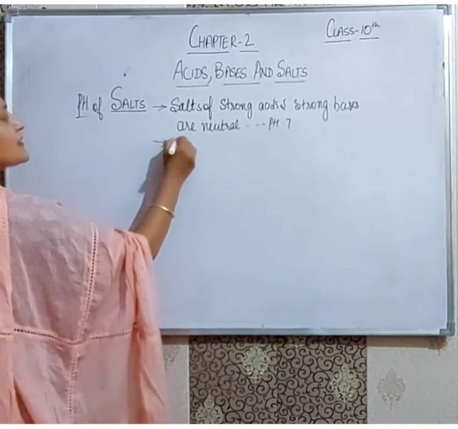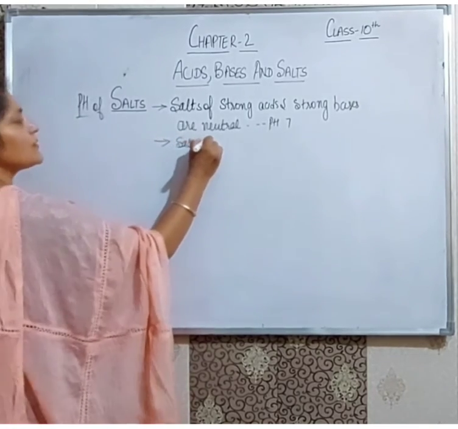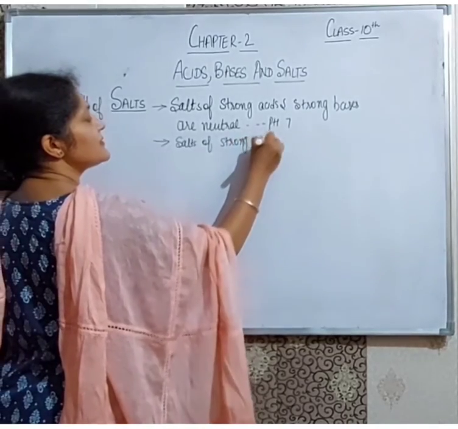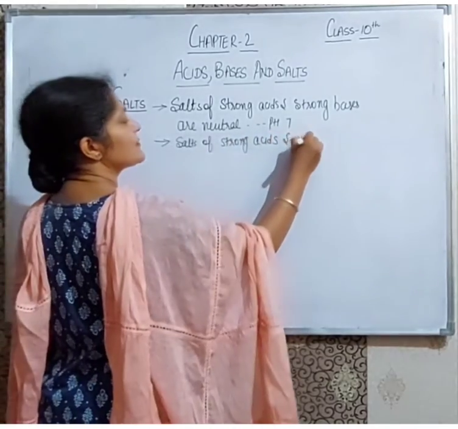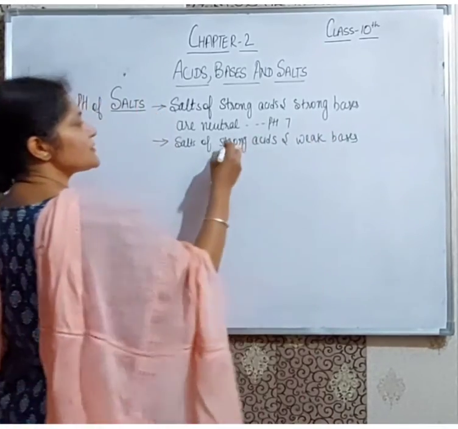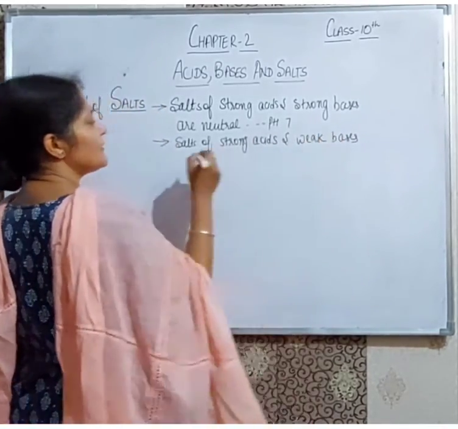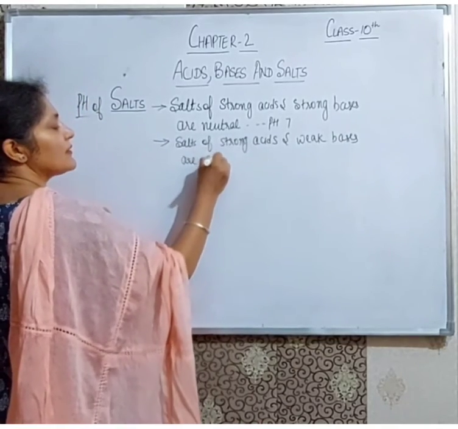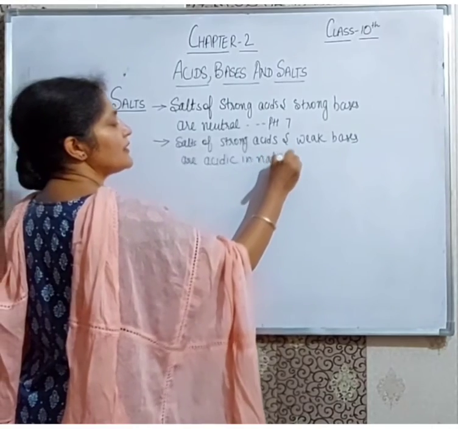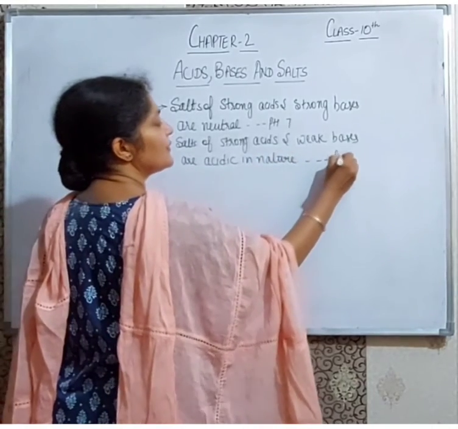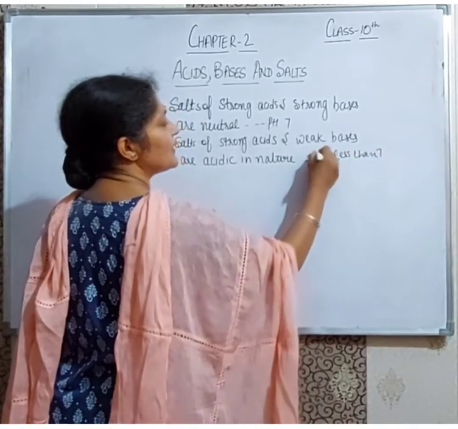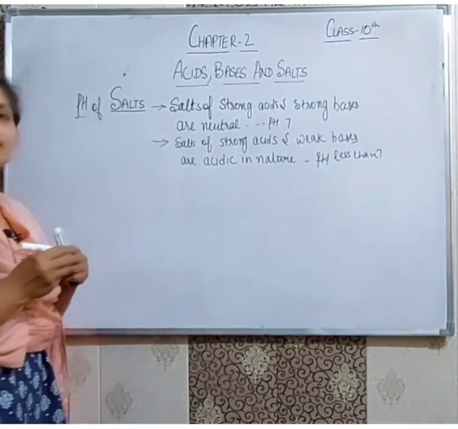And second is the salts of strong acids and weak bases. You must notice this point. Now, salts of strong acid and weak base are acidic in nature and they have the pH value less than 7. They have pH value less than 7.